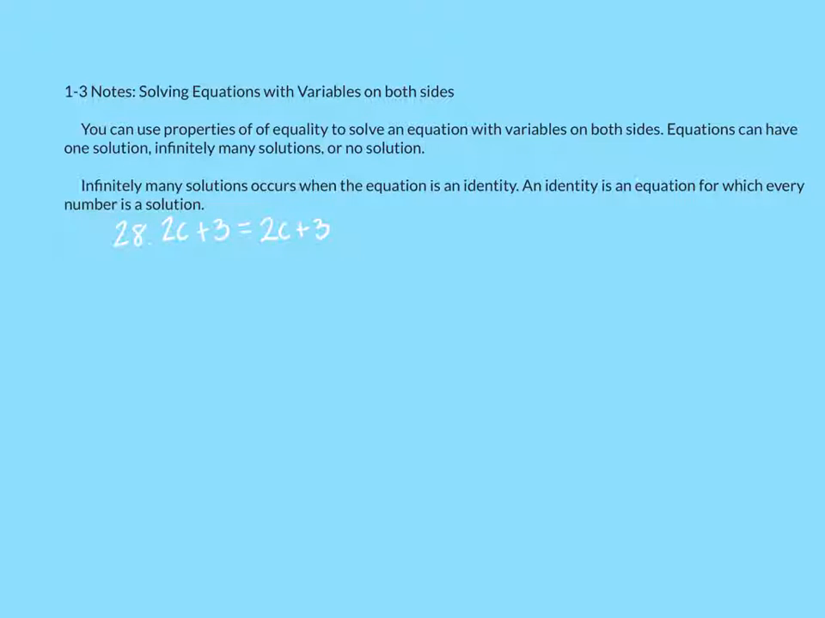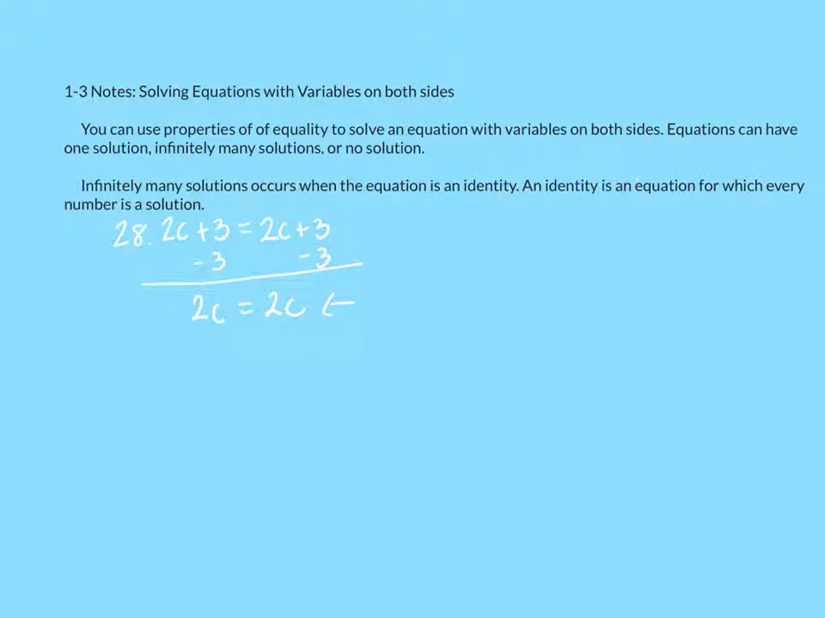You can usually tell an identity by how each side of the equal sign looks. So let's look at 28. In 28, we've got 2c plus 3 equals 2c plus 3. Automatically I see both sides, left and right, are exactly the same. However, I just want to make sure, so I'm going to try to combine like terms on each side of the equal sign. I'm going to subtract 3 from each side. When I do that, I get 2c equals 2c. Now I can really see that they have to be equal to each other.